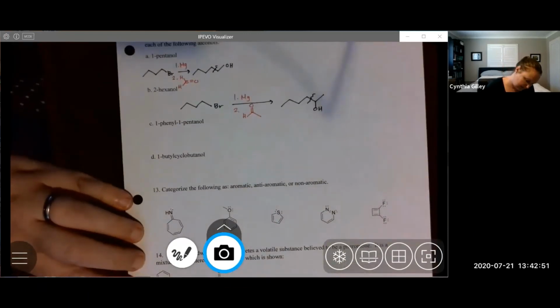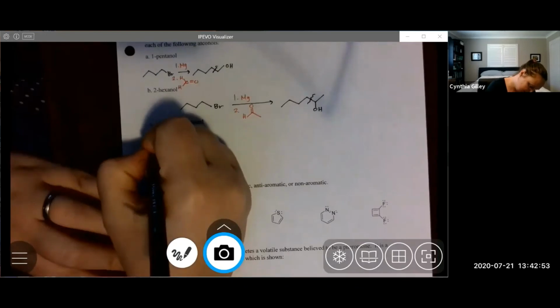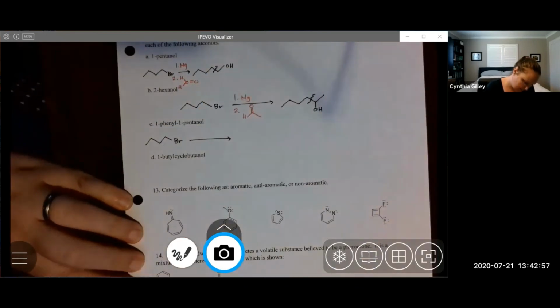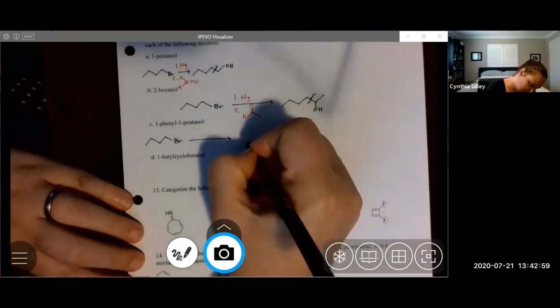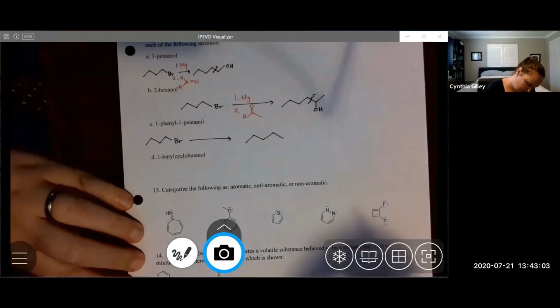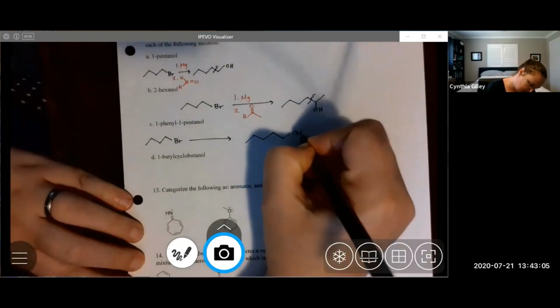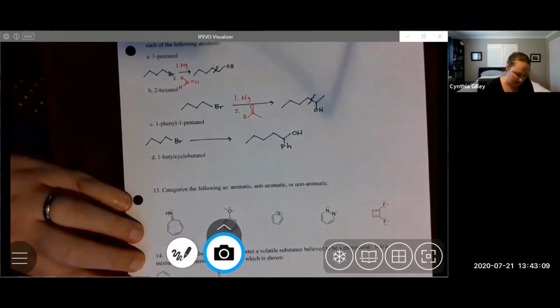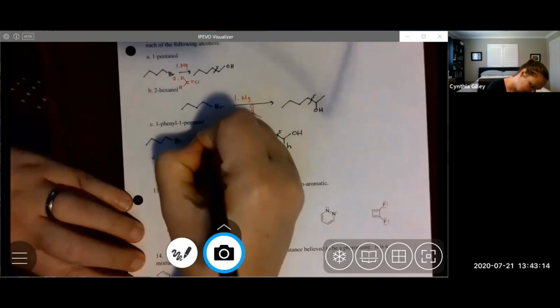Okay, the next one, we're making 1-phenyl-1-pentanol. Okay, so there's pentane, 1-pentanol, 1-phenyl. So phenyl here as well. So again, another Grignard with a different aldehyde in this case.